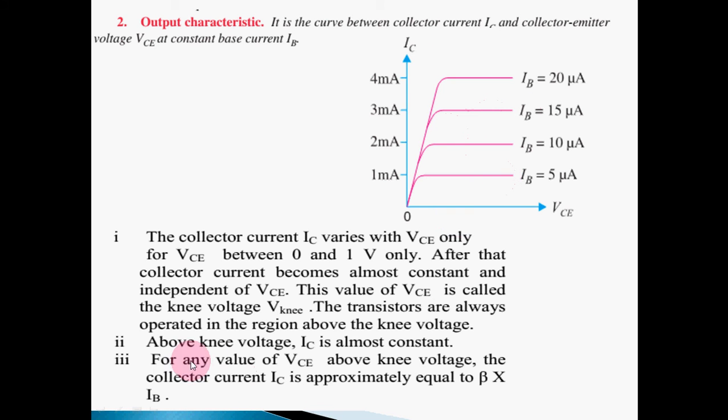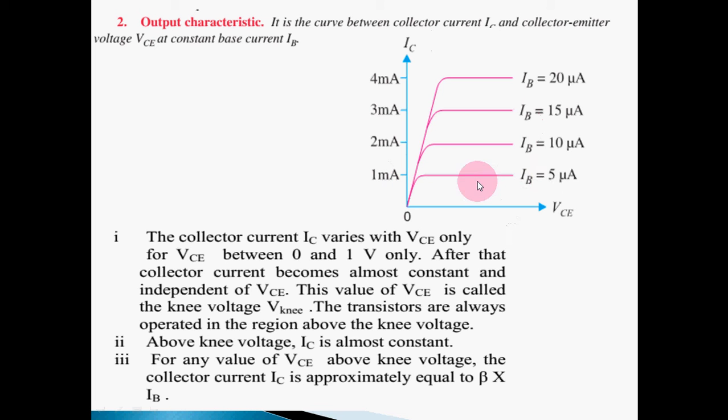Third point is that for any value of VCE, that means 0, 1, 2, 3, 5, any voltage, with the condition that VCE must be above the knee voltage, above 1 volt or 2 volt, the collector current IC is approximately equal to beta into IB. For example, we can find beta as IC by IB.